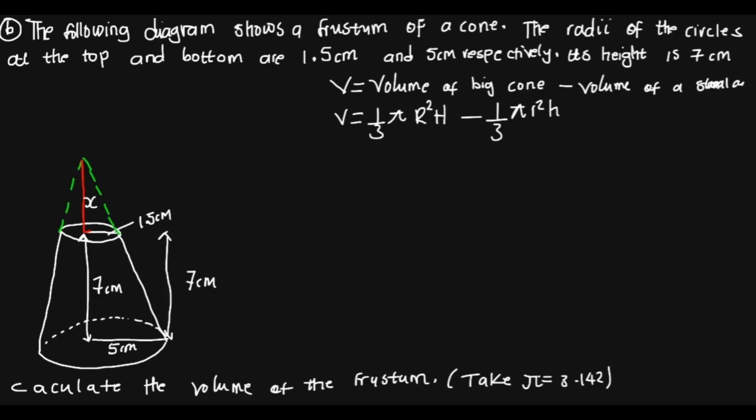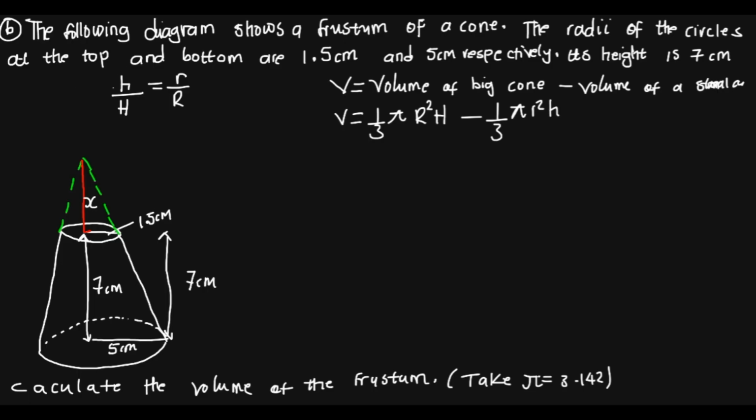So what are we going to do to find this x? We are going to use the principle for similar figures. We have two similar figures, one smaller cone and the larger cone. So for this one, what you do is you say height of the smaller cone divided by height of the bigger cone is equal to radius of the smaller cone divided by radius of the larger cone. So this is the principle behind it.